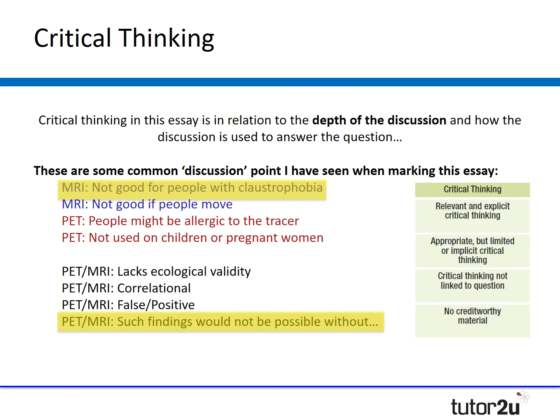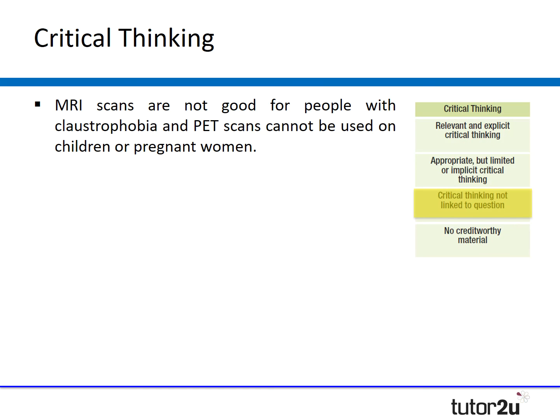So let's take 2 of these points as an example to show you exactly what I mean by that. I'm going to use the top one, not good for people with claustrophobia for MRI scans. And I can combine that actually with the PET scan not used on women and children. And then last but not least, we're also going to look at such findings would not be possible without. So I'm going to show you what I mean exactly by that.